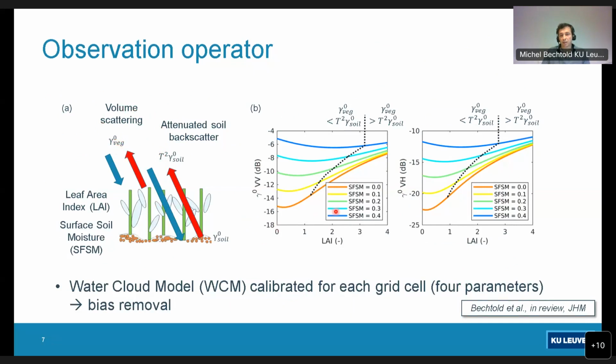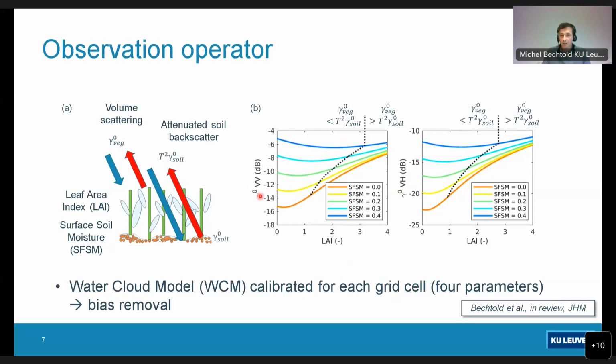You see here on the right an example for one grid cell, because we calibrate the water cloud model for each grid cell to remove the bias. We don't do any further CDF matching. So that is our bias removal based on a Bayesian objective function.